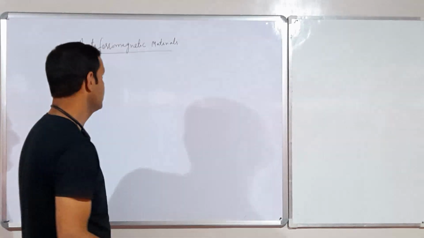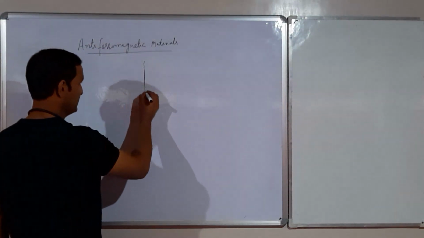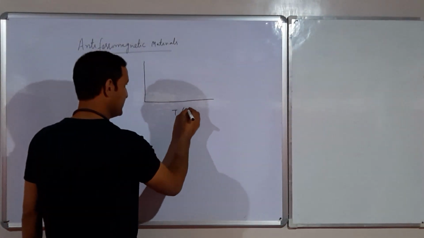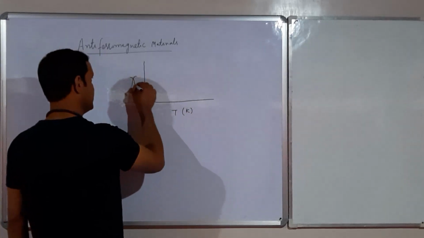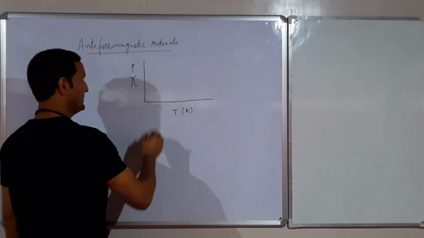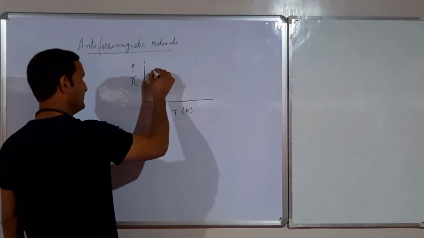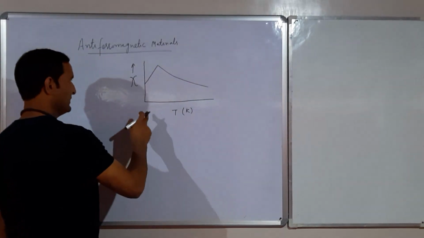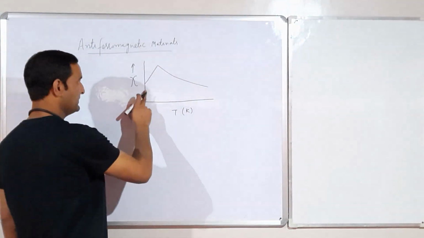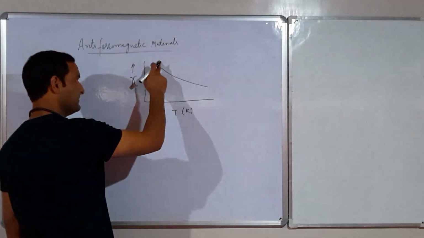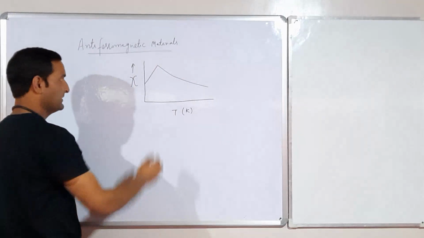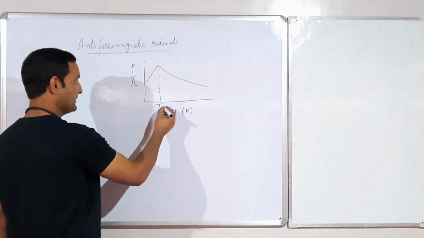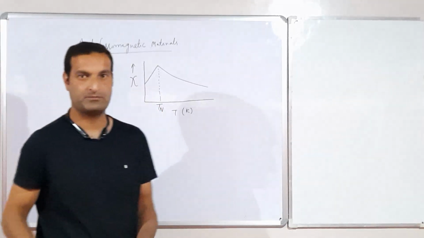Here, if you see, the behavior is like this. It is temperature along the x-axis, and this is the susceptibility along the y-axis. So this shows the behavior like this. Here the magnetization increases first up to a certain maximum value at a certain temperature. That is called Tn, that is called the Néel temperature.